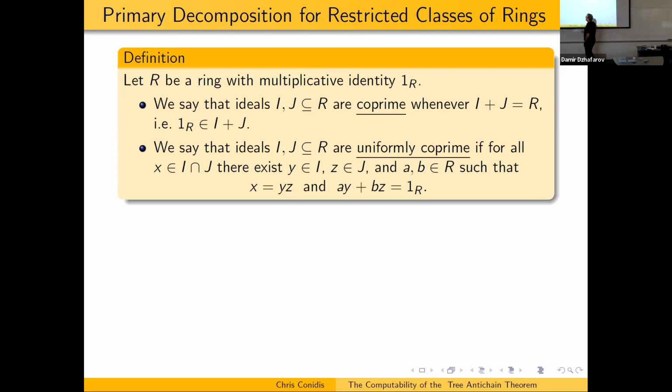But the idea is that y and z witness the fact that x is in the intersection, because the product of y and z is equal to x, and also there is a linear combination of y and z that generates the unit 1. And so the important thing in this definition is that it's the same y and z here and here. And that's why I'm calling it uniformly coprime, basically, because it's the same y and z.